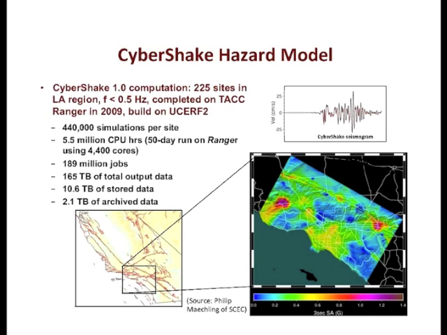And then let's look back at what we did some years back. This is from 2009, and the first CyberShake 1.0 computation was done on the TACC Ranger system. There were 5.5 million CPU hours used, and for a typical site like USC, the procedure is to define the rupture and the variations based on USGS and the UCERF 2.0. That's the Uniform California Earthquake Rupture Forecast.